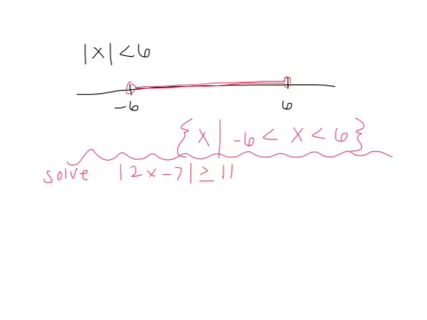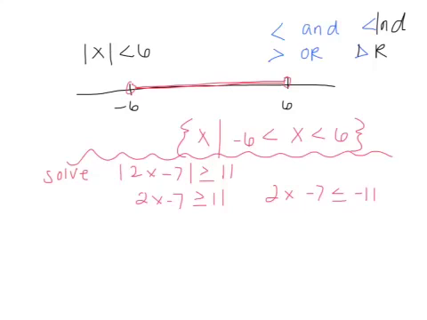This inequality tells us that 2x minus 7 is more than or equal to 11 units from 0. When we have an absolute value, we must solve two separate inequalities. When we see the less than symbol, we need to remember that we are talking about an and compound sentence. When we see a greater than symbol, we need to know we are going to be using an or compound sentence. For this example, we have a greater than or equal to sign, so we will be using or.